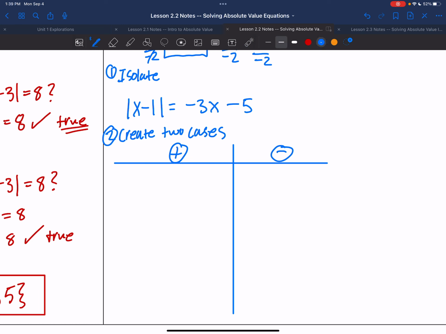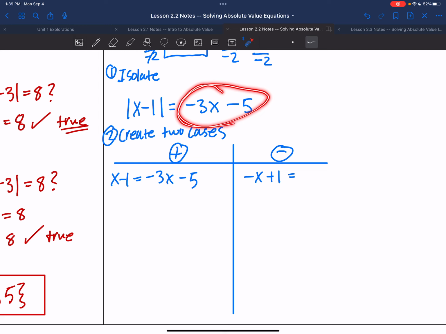And so that's going to be what I put here. So I say x minus 1 equals negative 3x minus 5. That's the first equation. The second equation, I flip the signs on the inside, negative x plus 1. But again, this negative 3x minus 5 stays the same. That's not in the bars. It's a really common student mistake to flip all signs across the entire equation.